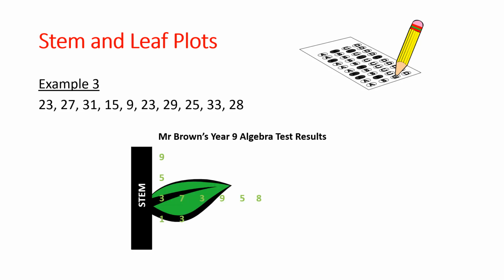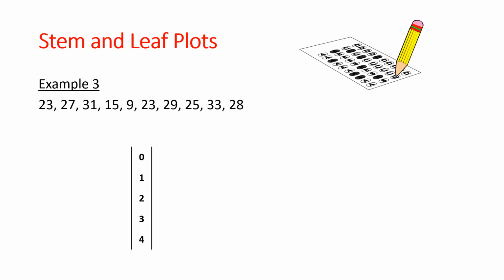Right, we have a stem and we have numbers on the side we often call the leaf. Let's show you. Basically, our stem is our main source, and in this example, it's going to represent our 10s, 20s, 30s, and 40s. So this number here represents 23. The 2 is the 20 and the 3 is the units. Then we have 27, 31, 15, 09 is 9. We have 23, 29, 25, 33, and 28.